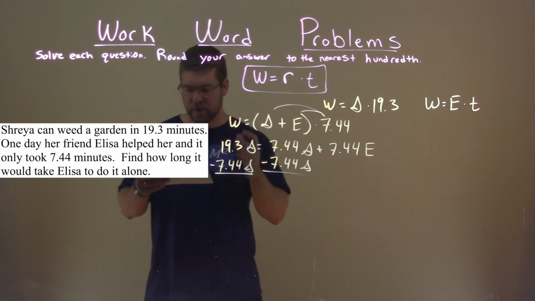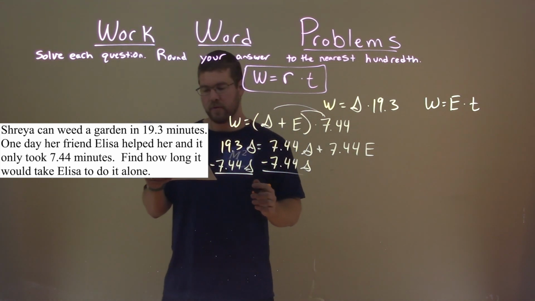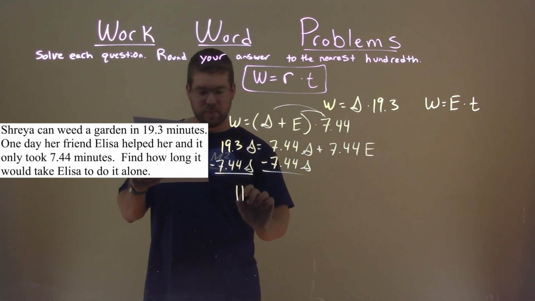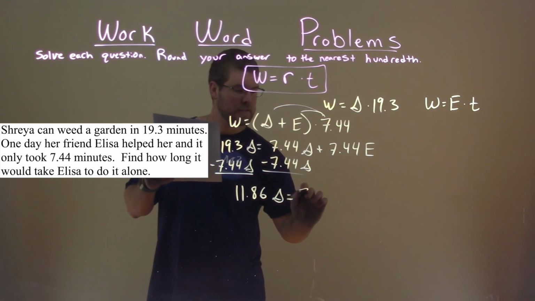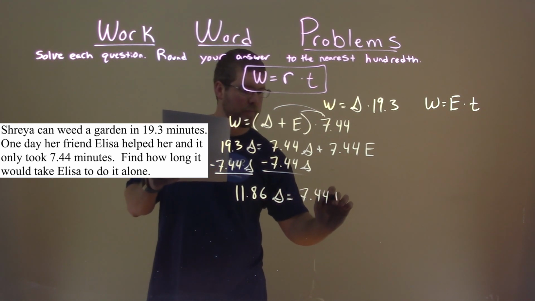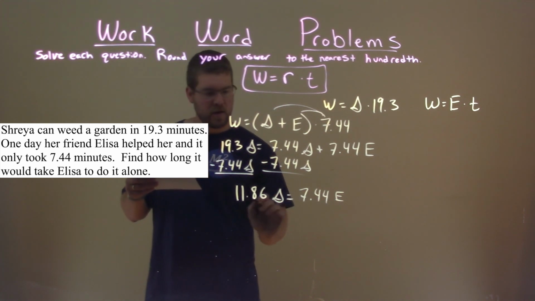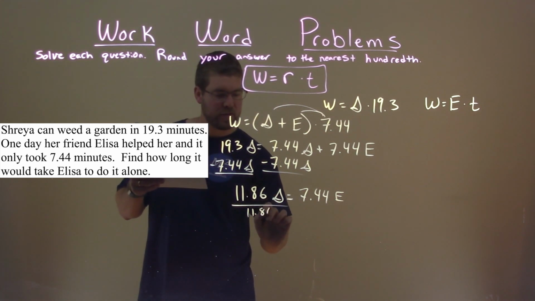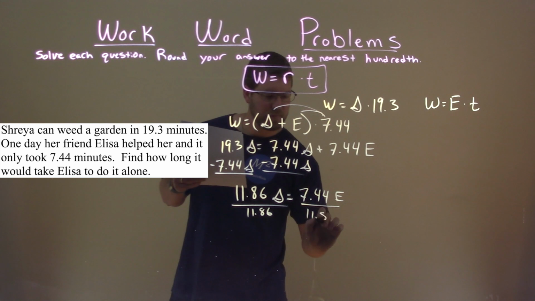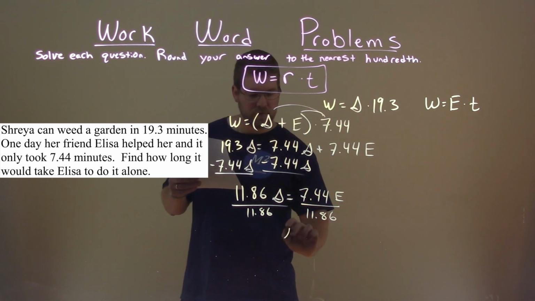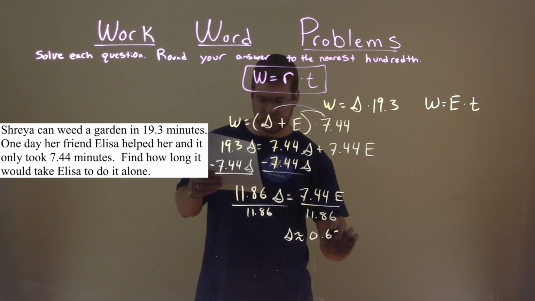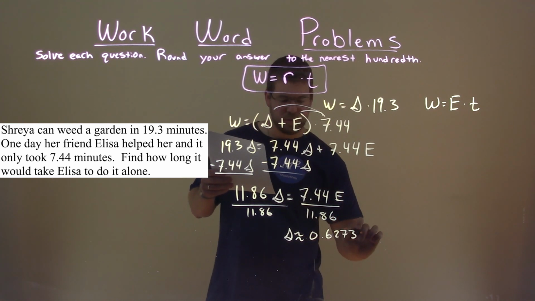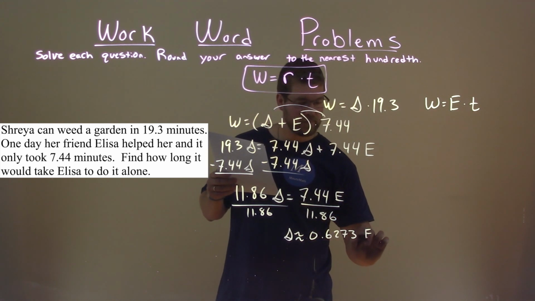And we're left with, well, 19.3 minus 7.44 is 11.86 S, and that's equal to 7.44 E. Divide both sides by 11.86, and we get the variable S by itself, which is approximately 0.6273 times Eliza's rate. Okay.